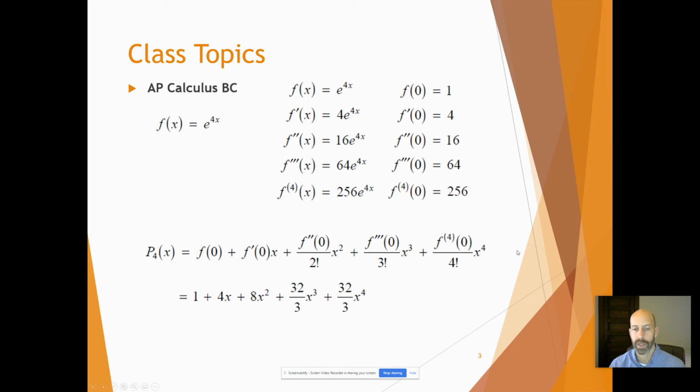And then after we do those substitutions, we will see that the degree 4 polynomial to approximate this transcendental curve is 1 plus 4x plus 8x squared, etc.